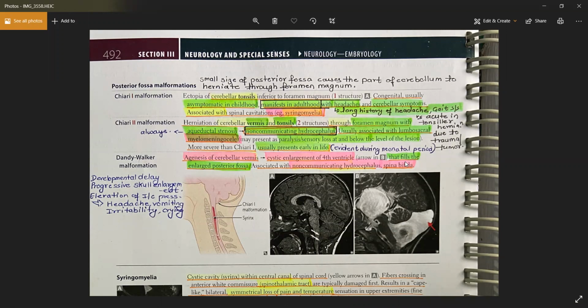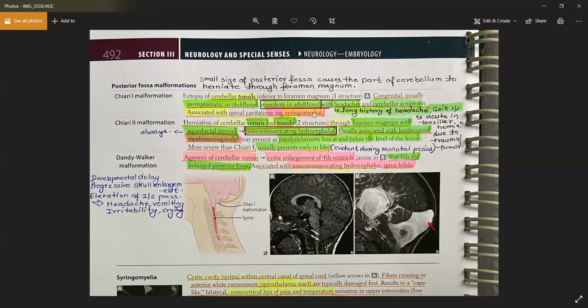So please note that the spina bifida is associated with the Dandy-Walker malformation. Okay, and the myelomeningocele is associated with whatever disorder? Chiari 2. Myelomeningocele, yeah, Chiari 2. And the syringomyelia is associated with the Chiari 1 malformation. And we will discuss the syringomyelia shortly. Okay. So please note the associations.